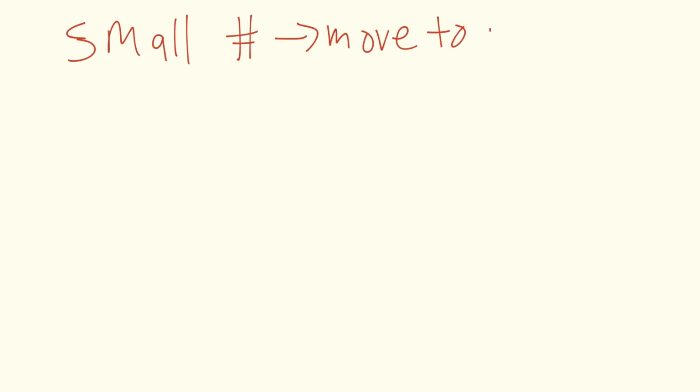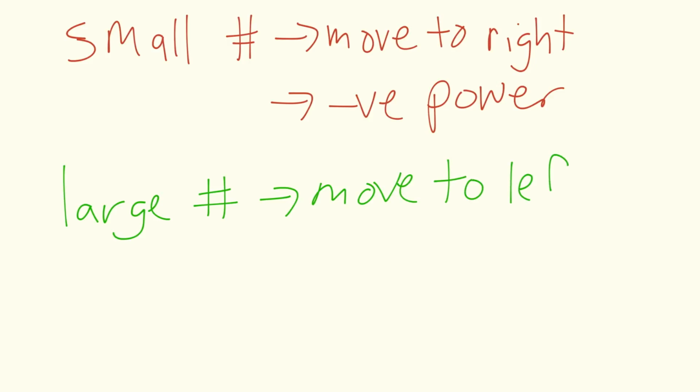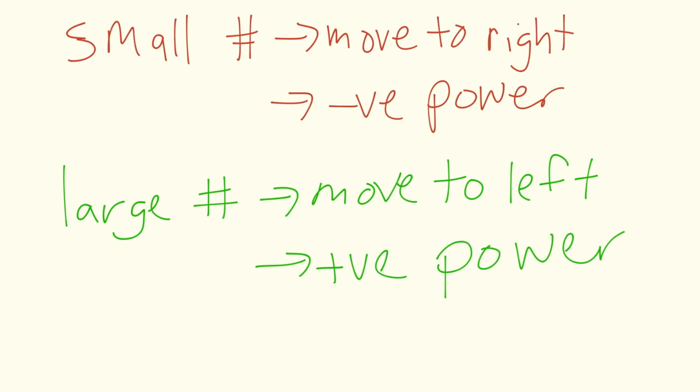Now here's just a general rule of thumb. If I have a small number, I'm going to move the decimal place to the right. And my power is going to be negative. If I have a large number, I'm going to move the decimal place to the left. And I'm going to have a positive power. So that is how you deal with scientific notation.